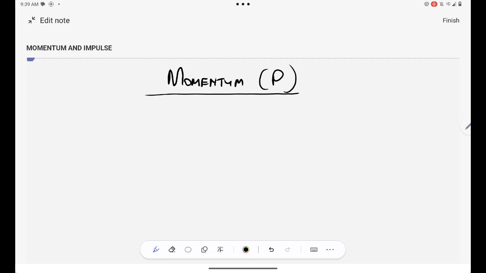In this video guys, I'll be just focusing on momentum and impulse. It's just a short topic guys, so please don't expect a long video. Let me just give you a brief explanation.